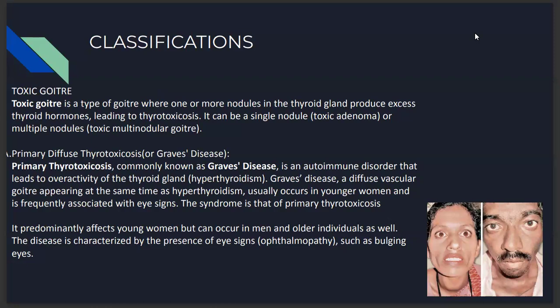It usually occurs in younger women and is frequently associated with eye signs. The syndrome is that of primary thyrotoxicosis. It predominantly affects young women, but can occur in men and older individuals as well. The disease is characterized by the presence of eye signs, such as bulging eyes, like the picture that we have below.